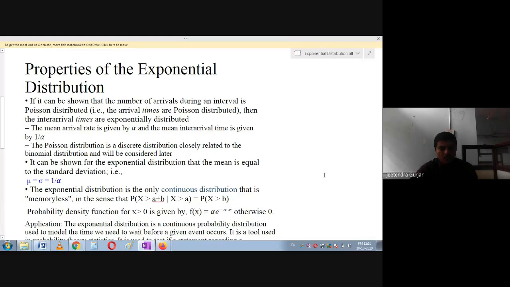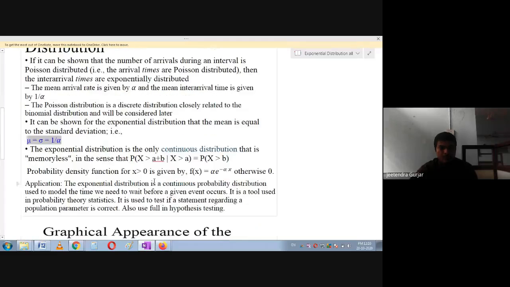Then it can be shown that for the exponential distribution, the mean is equal to the standard deviation. You can see this property of the exponential distribution. The mean is equal to the standard deviation, which is nothing but 1 divided by alpha, student. The exponential distribution is the only continuous distribution that is memoryless, in the sense that, as I will show you with one example probability, x is greater than a plus b. How are we going to distribute this, students?